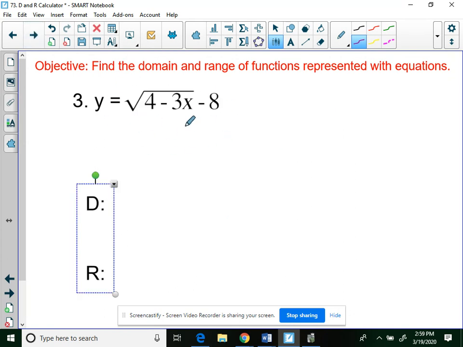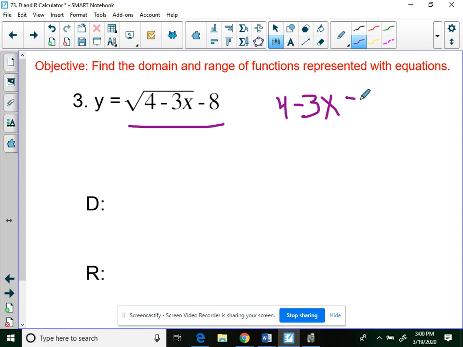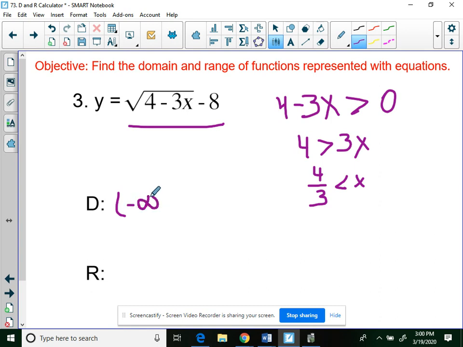Next. So this one, I kept this because I did move our unit. So we should know what this looks like. When does the inside equal? Remember, the inside has to be greater than 0. So 4 is greater than 3x. X is going to be smaller than 4/3. So that means my domain is negative infinity to 4/3. When we graph this, my starting point is 4/3, comma negative 8. And because there's a negative on the inside, it's going to the left. So I know my graph looks like that.